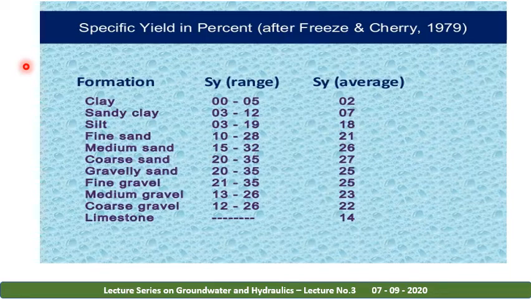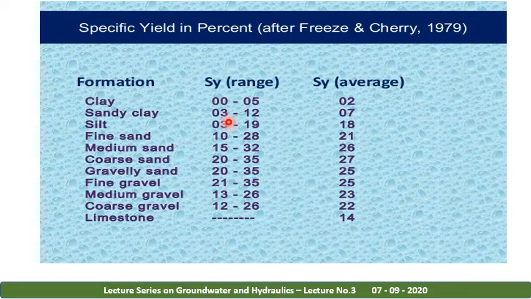Or else you can say the specific yield of an aquifer is the ratio of the volume of water which will drain freely from the material to the volume of the formation. Yielding capacity will be dependent upon this specific yield. You can see the clay will be having 0 to 5%. Clay is completely finer material, that's why the yielding capacity will be very less.